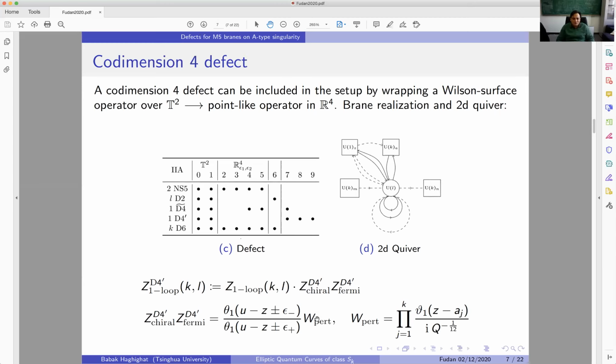And there is some perturbative contribution here, which comes from this Fermi multiplet. Since these are charged under the bulk gauge group, we have k theta functions, because the bulk gauge group was SU(K), and the a_j here are the fugacities of that gauge symmetry, which is a flavor symmetry from the 2D point of view. So this is the full extra contribution, and you have to multiply it with this U(1) loop and then compute the integrals. That is how we compute this codimension 4 defect.